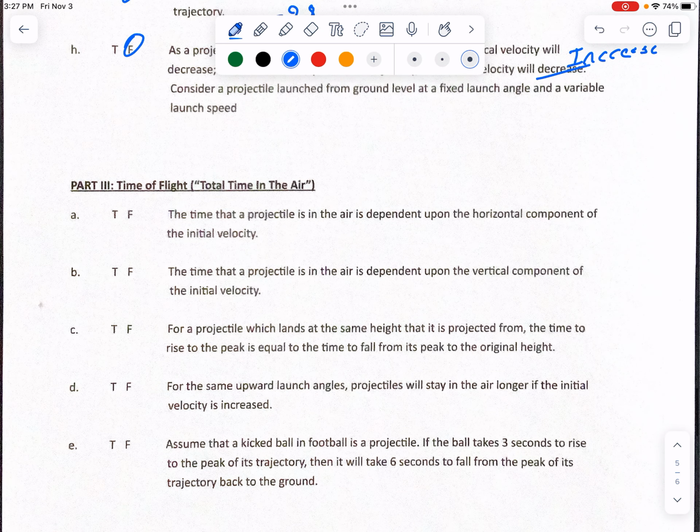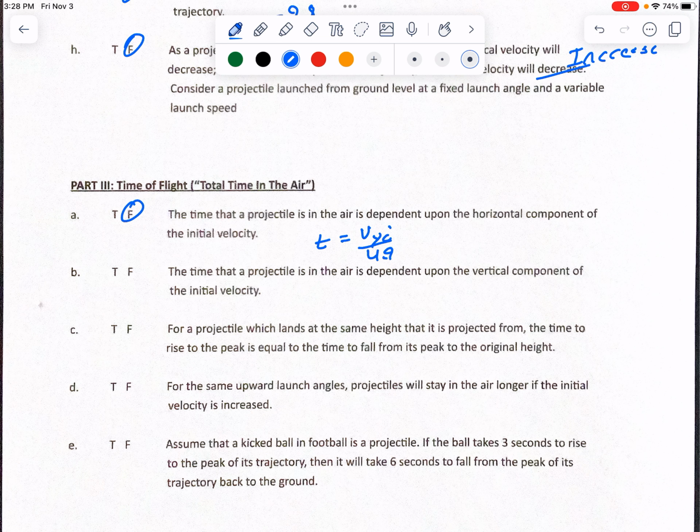All right, hang time, the time of flight or total time in the air. A, the time that a projectile is in the air is dependent upon the horizontal component of the initial velocity. Remember we give you this equation: T equals VYI divided by 4.9. At no point in that equation does Vx even come into play. So horizontal does not affect your time.